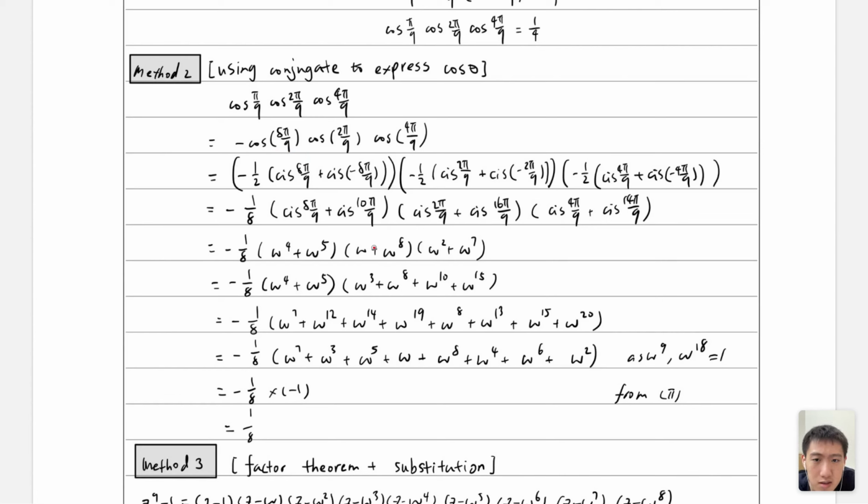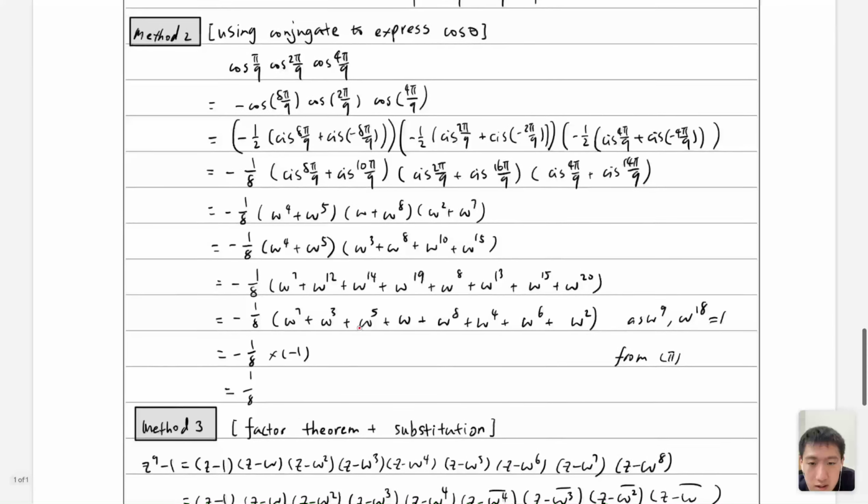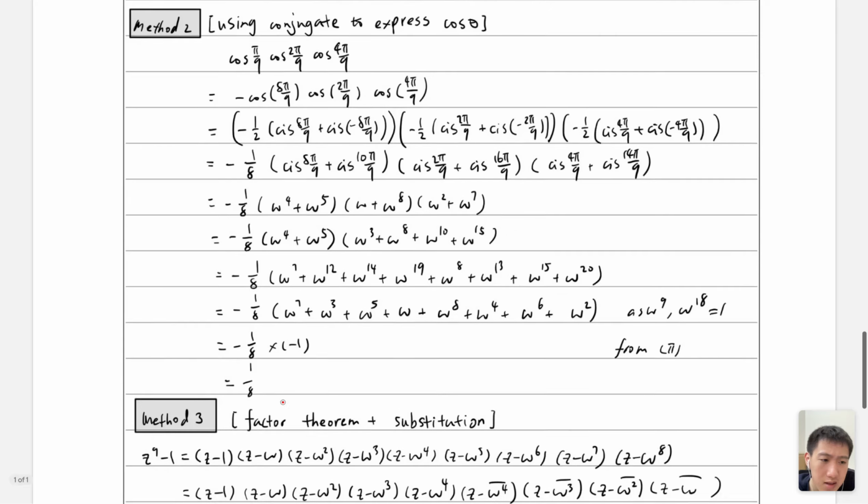Now I can use the conjugate to express it, and then we use some trig rules. This here is because I can add 2 pi, it is periodic, and I just brute force it to use the previous result to get the result.